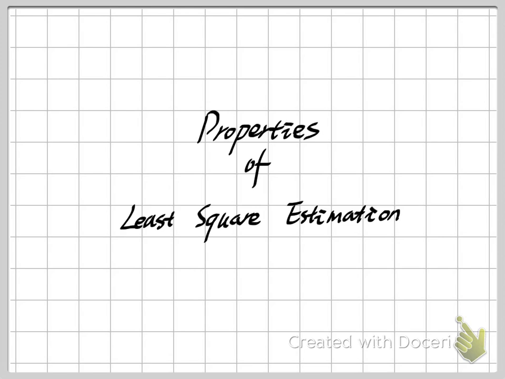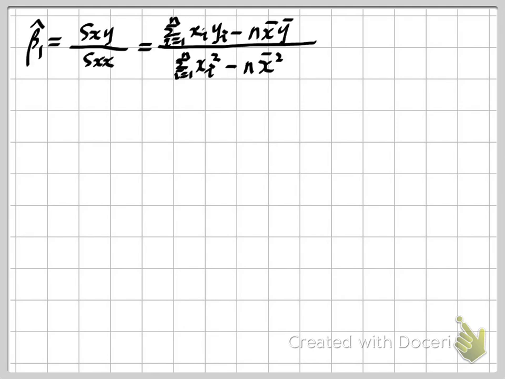In our last video, we already got the formulas for beta 0 and beta 1 in our empirical model. The numerator is S sub xy, and the denominator is S sub xx. In fact, here S sub xy is the sum of the product of xi yi minus n times the sample mean of x and the sample mean of y. The denominator looks very similar; the form is very similar to the numerator, but with everything rewritten with x.